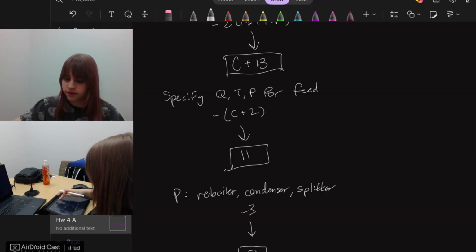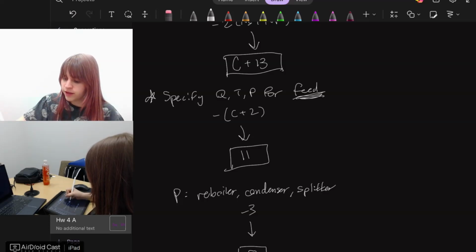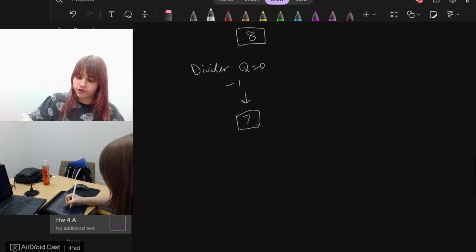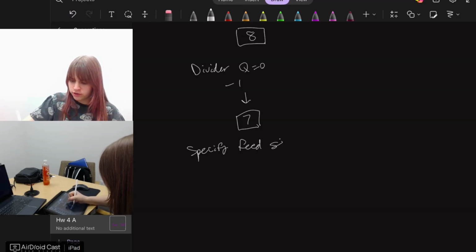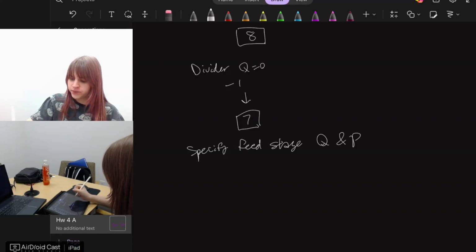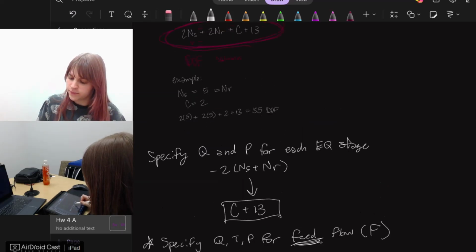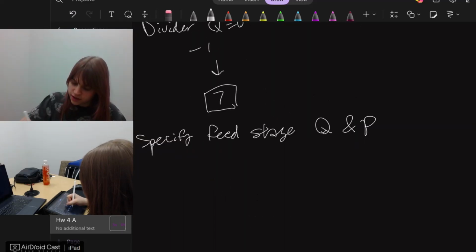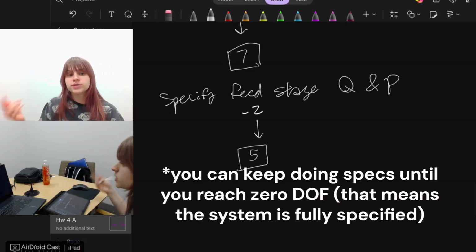And I should say that this specification up here was for the feed, like the feed flow, so the feed going in. But we can also specify the feed stage Q and P, which the feed stage is different from the equilibrium stages, so it's not accounted for there. So that subtracts 2, and we're left with 5, and you can just keep going.